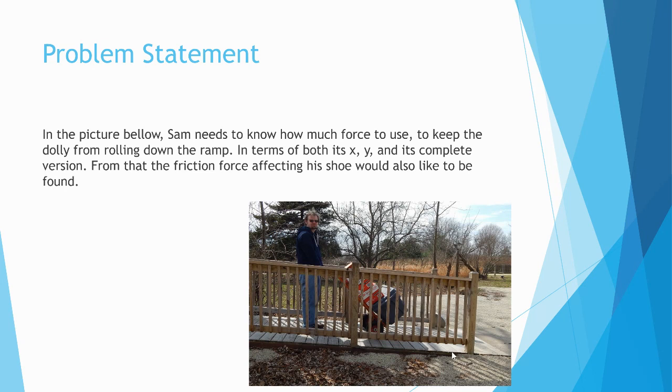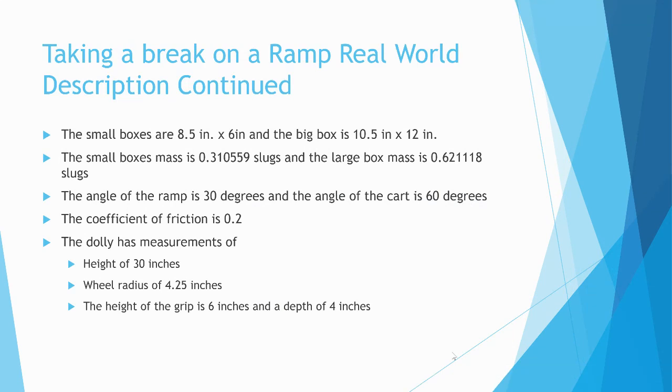With that, here is some specific information to help with the problem. Overall, the main things to take away is the smaller boxes are the same in mass and dimensions. The angle of the ramp is 30 degrees and the angle of the cart is 60 degrees. Also, the coefficient of friction is 0.2. If you'd like to stop and take a look at it more specifically, you can.